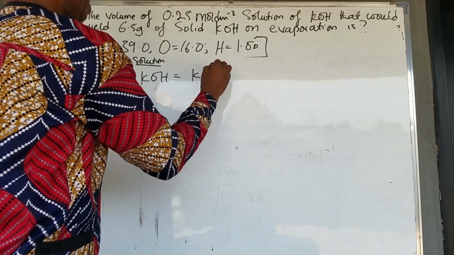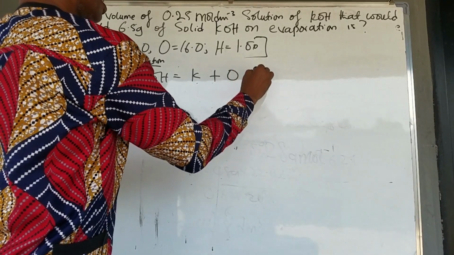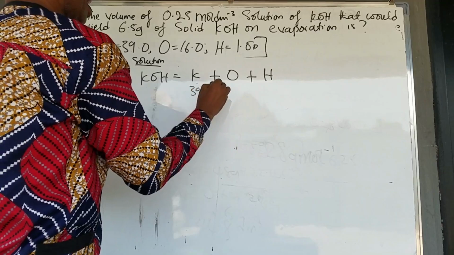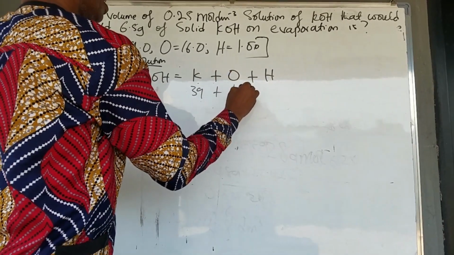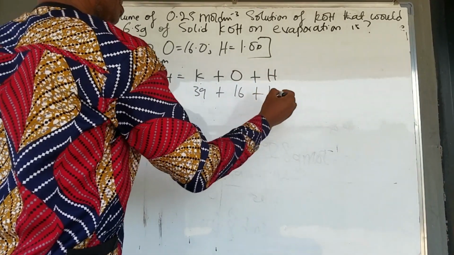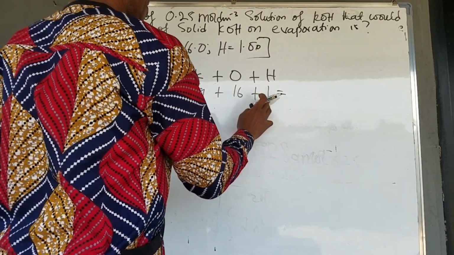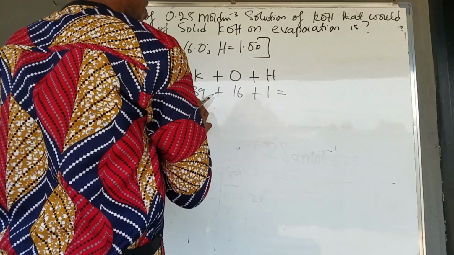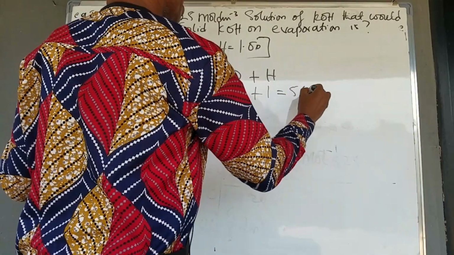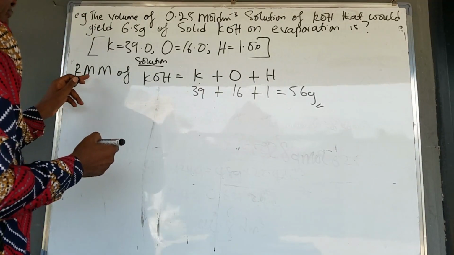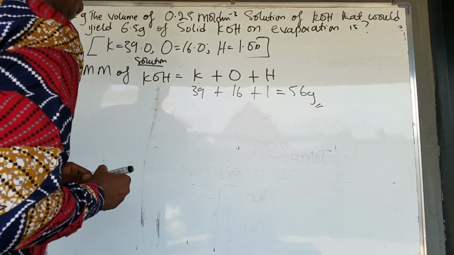That will be potassium plus 1 oxygen plus 1 hydrogen, and potassium absolutely is 39, plus oxygen is 16, plus hydrogen is 1. And if you add it up, 16 plus 1 will give us 17, and 17 plus 39 will give us 56 grams. So we now have the relative molecular mass of potassium hydroxide.